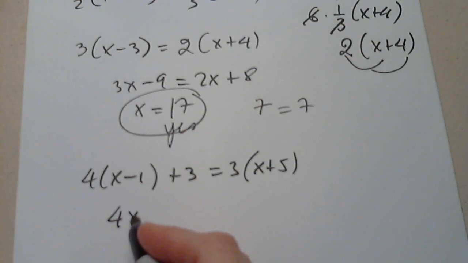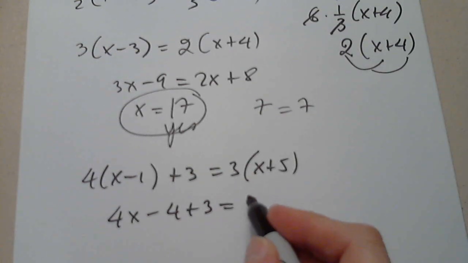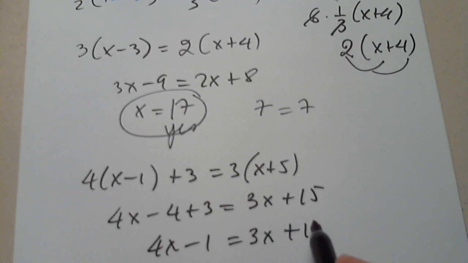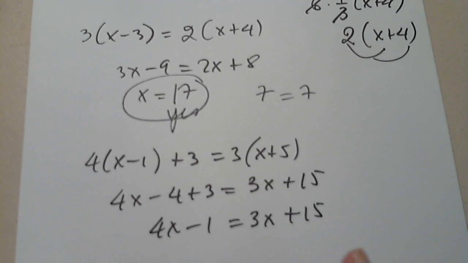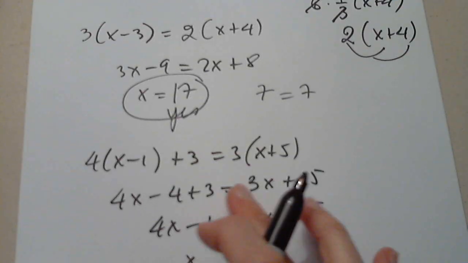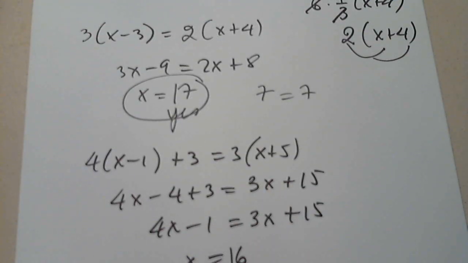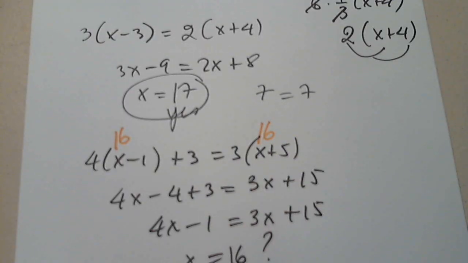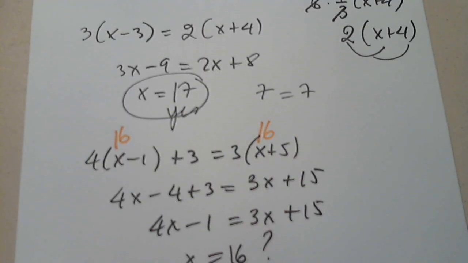So 4x minus 4 plus 3 equals 3x plus 15. Combine like terms first. Don't rush into moving terms around. First combine like terms, then move 3x, and then move -1. Is it true? I don't know. But I will not enter it before I check. I refuse to do that. I put 16 in here and 16 in here. If the left-hand side doesn't equal the right-hand side, I'll say oops and I'll start from scratch.